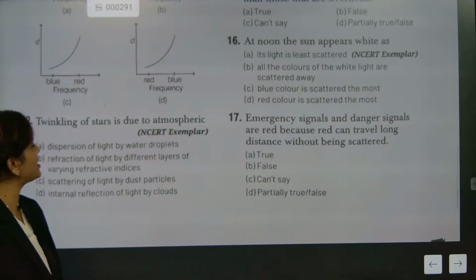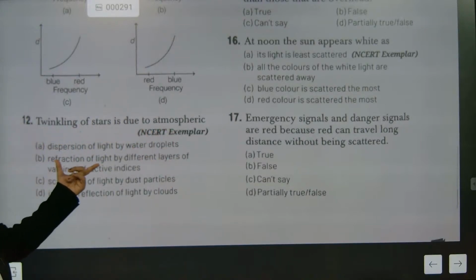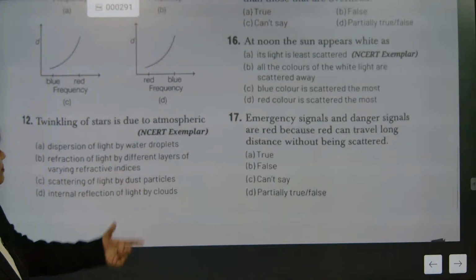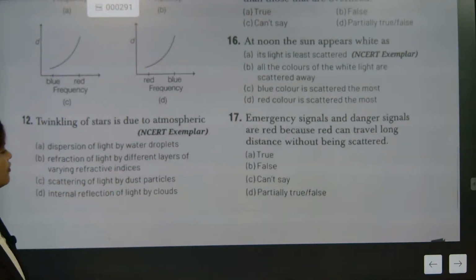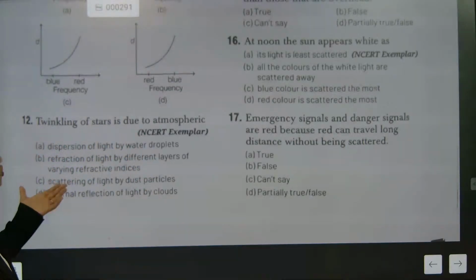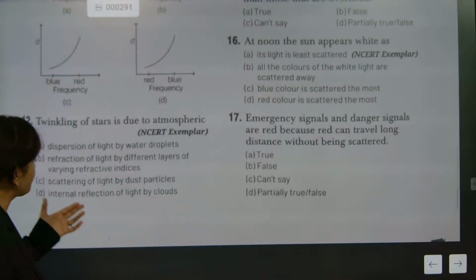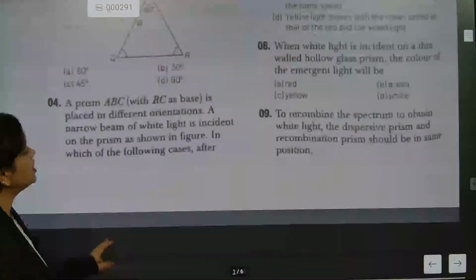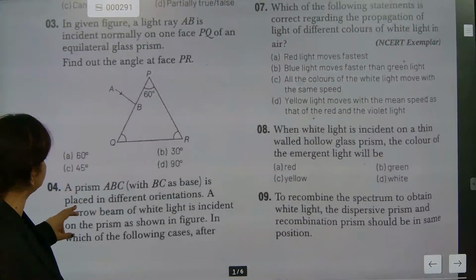Twinkling of stars is due to atmospheric refraction of light by different layers of various refractive indices, scattering of light by dust particles, internal reflection of light by clouds, or dispersion of light by water droplets. What is the correct answer? B is the correct answer. There are no other answer options left. What is answer B? Refraction of light by different layers of varying refractive indices. So now we will go for the next question.